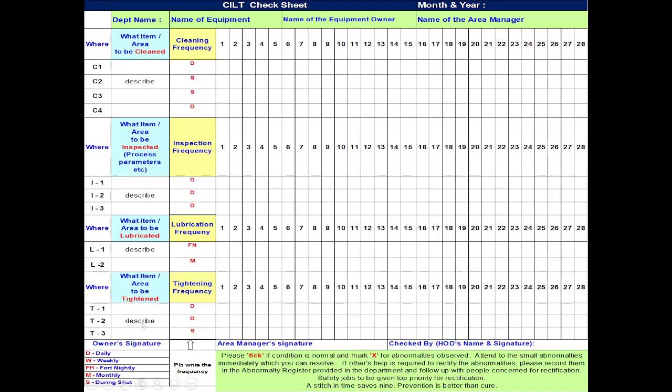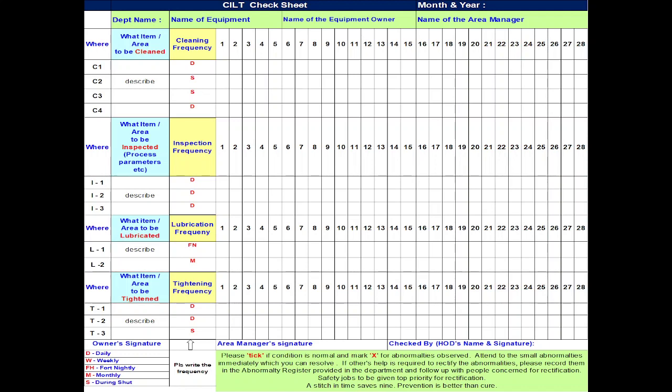That's here. In the third column, you need to specify the schedule. This is the schedule, cleaning frequency. You need to specify the cleaning schedule for cleaning, inspection, lubricant and tightening. Write down D if it is done daily. W for weekly, FN for fortnight, M for monthly and S for during shut. Your area manager will help you in fixing the schedule.